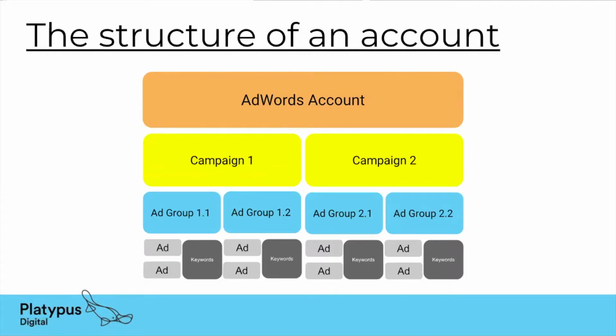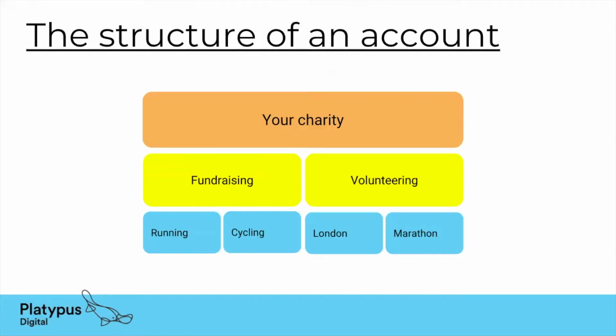Your account is going to be divided into campaigns. Those are the top level groupings that Google has for all of your ads and all of your keywords and all of your activity. Within each campaign, there are ad groups, and each of those ad groups consists of ads and keywords. Those are the ads that appear on the Google search results pages and the keywords that people are searching for to actually trigger them. So you've got your account at the top, divided into campaigns, then divided into ad groups, and each ad group consists of ads and keywords.